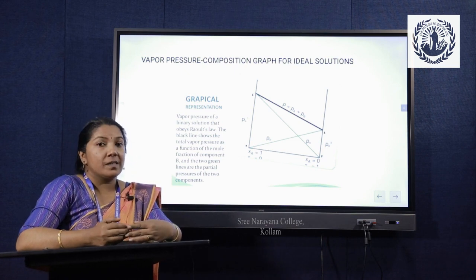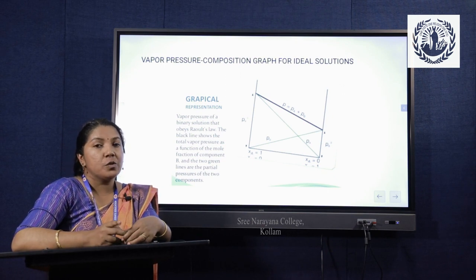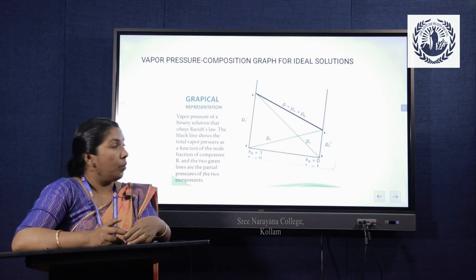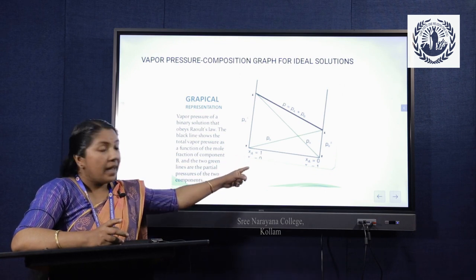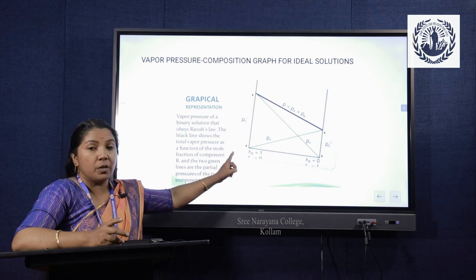So coming to the next slide, here we have discussed the vapor pressure composition graph of an ideal solution. Ideal solution means solutions which obey Raoult's law. On the right hand side, I have given a graph, so we have to look into the graph in detail.